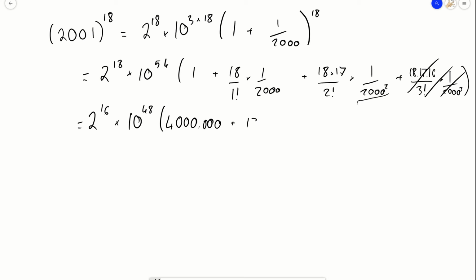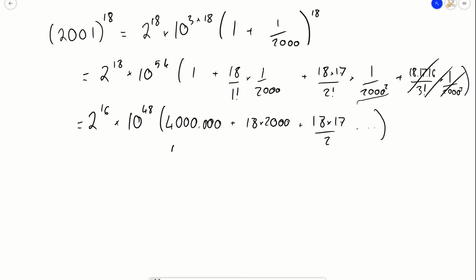plus 18 times 2000, because 4 million over 2000, plus 18 times 17 over 2 factorial, which is 2 times 4000 over 4000, and then that's just it. So that's where I'm going to pause there.